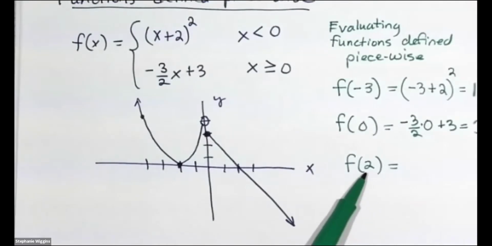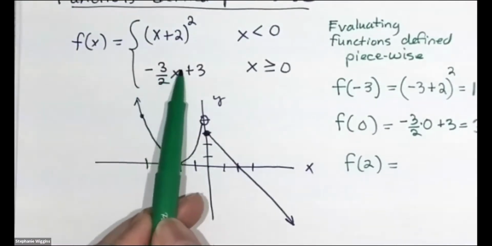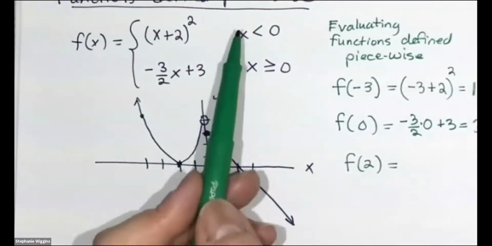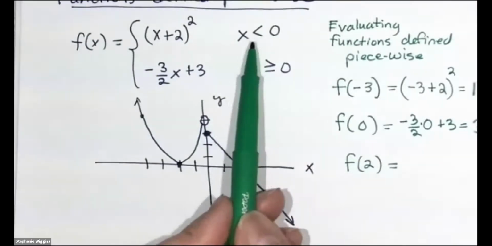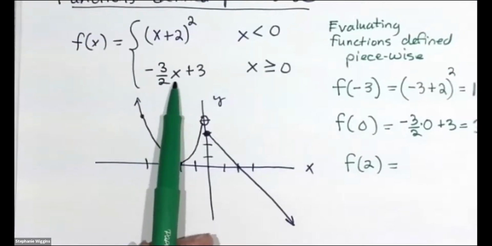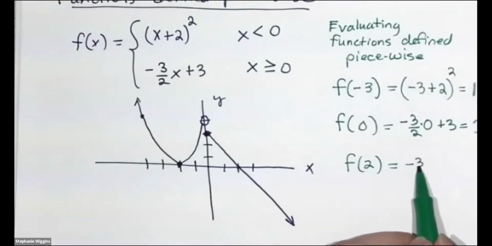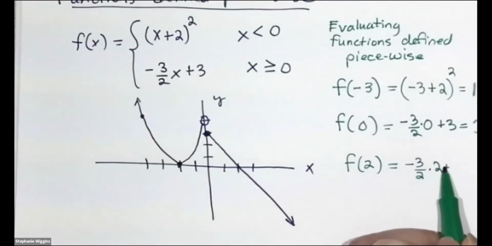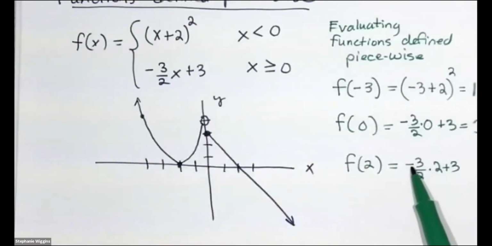And then now if I plug in 2, first, 2 is greater than or equal to 0, so it's not this function that I'm looking at. I'm looking at this one again. I plug in 2. Multiplying by 2, the 2's cancel. I have -3 plus 3 equals 0.